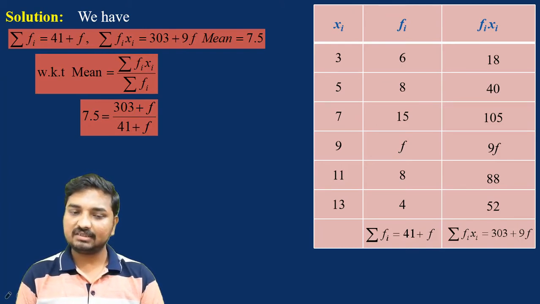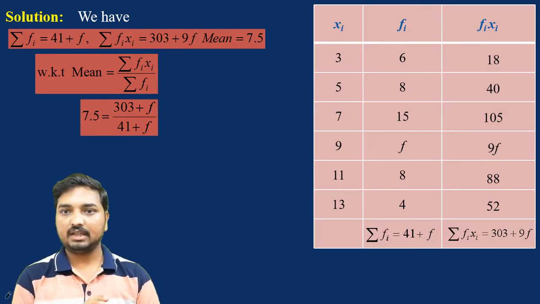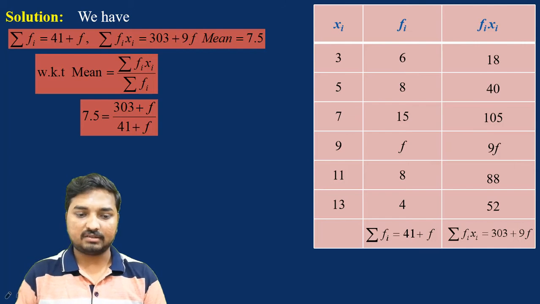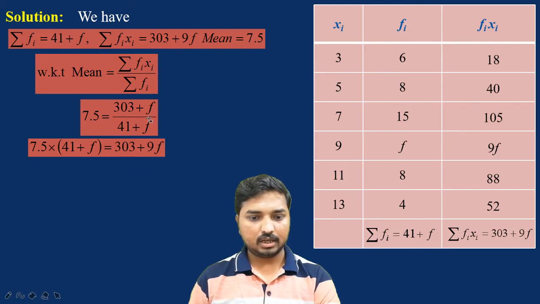Now what is the next step? The remaining step is just simplification. If you simplify this equation, you will get the required answer. In the next step I'm going to cross multiply this 41 plus f towards the left hand side. It will become 7.5 into 41 plus f is equal to 303 plus 9f. Sorry, I think I made a mistake here. This is actually 9f. I forgot to write the 9 here.